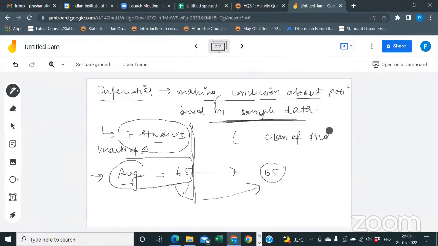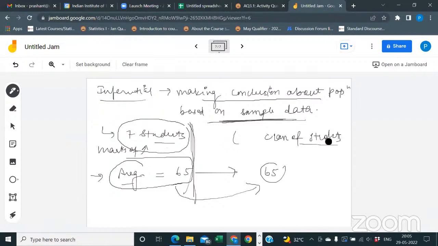So may I give an example for this? Got it? Yes, like in any question, if they ask for a conclusion, it comes under inferential. You must be clear: you took a sample, and on the basis of that sample data you are making a conclusion for the whole population.